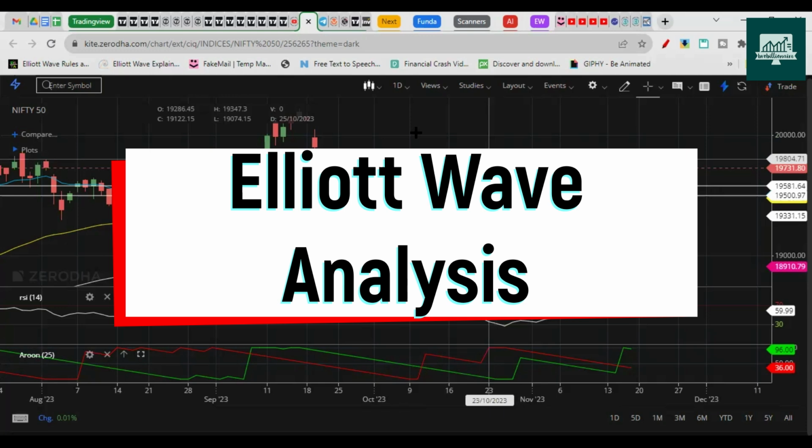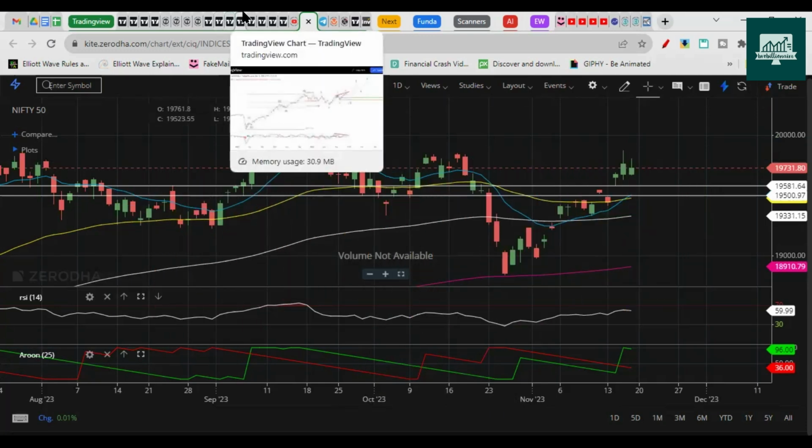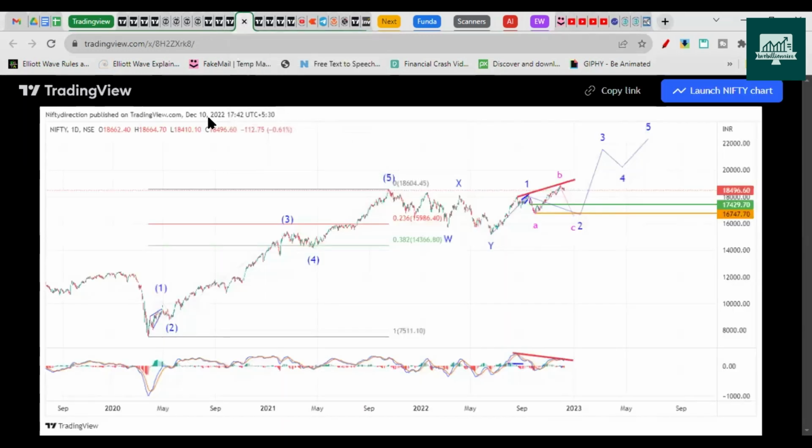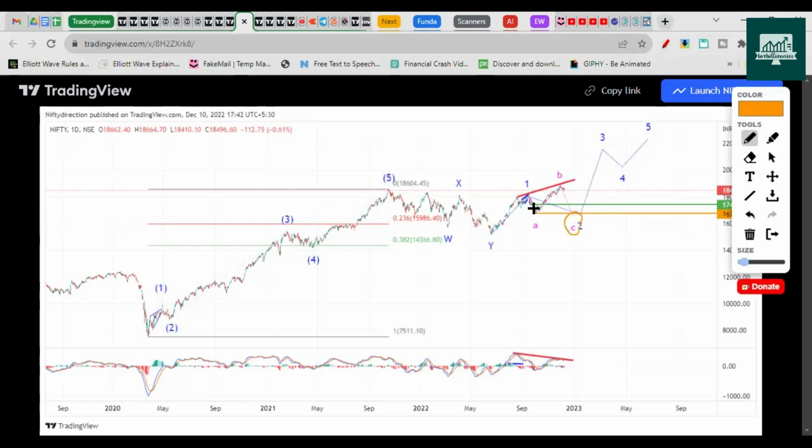I will not take much time. We will discuss a couple of our previous charts. So this was our chart from December 10th. We expected Nifty to finish wave 2 and then continue in a bullish manner, but Nifty did not finish below this low. It did not break this low, right? And it finished just above this.